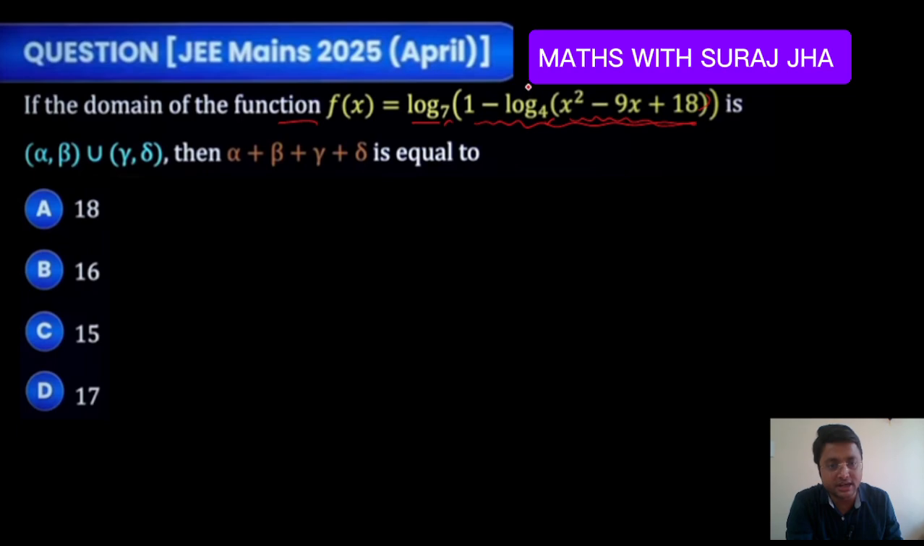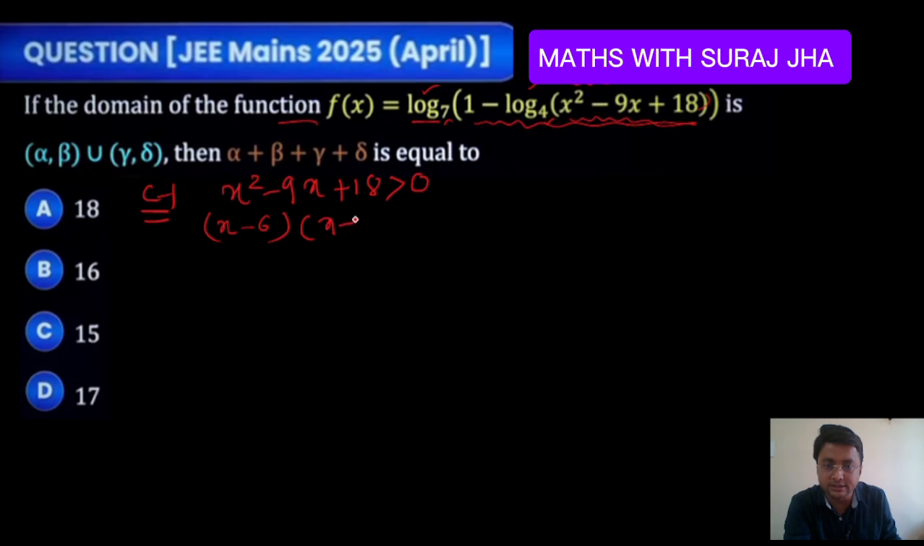First, you will apply the condition on this logarithm, and then on the next logarithm. See here, first you will apply it on x squared minus 9x plus 18. As you know, this quantity will always be positive. So let's write here case 1: x squared minus 9x plus 18 is greater than 0. How will you solve this? You can apply the method of intervals: (x minus 6)(x minus 3) greater than 0.